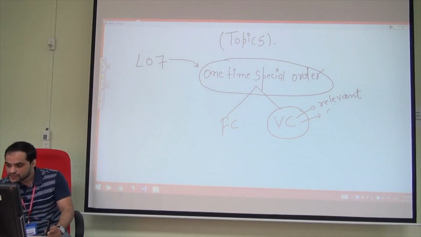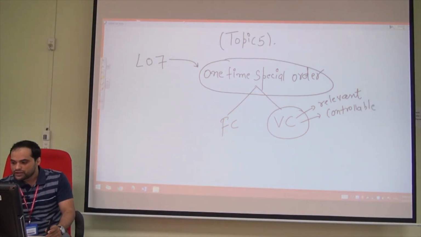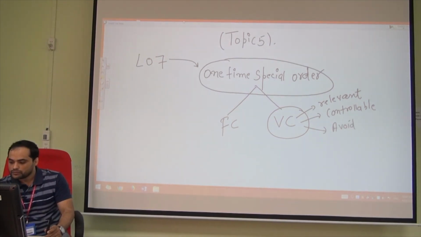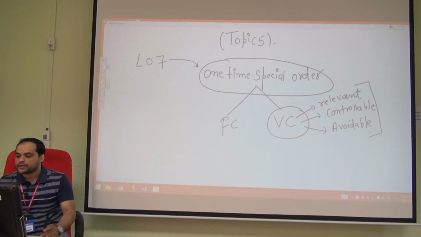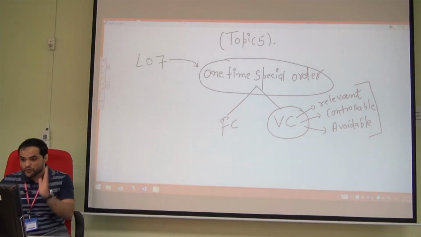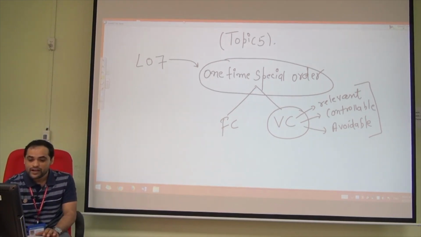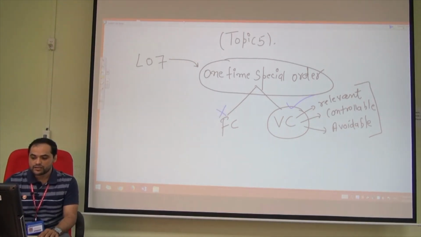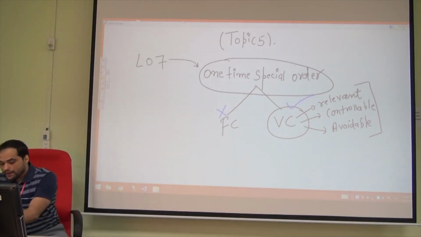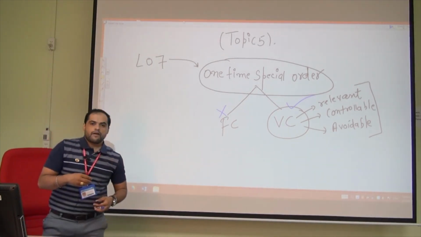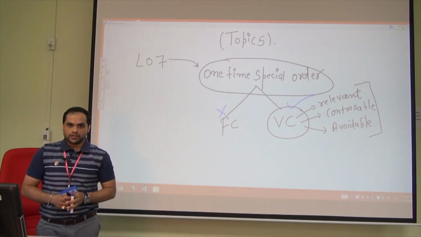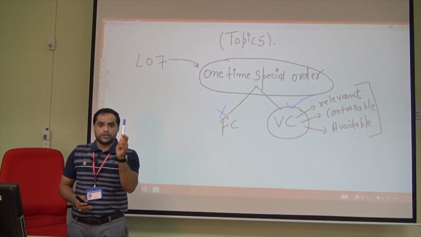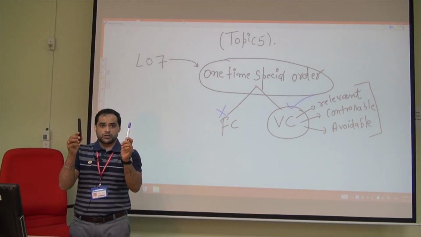Variable cost is that cost which is controllable. Or we can say that variable cost is that cost which is avoidable. So the idea is that variable cost is important for decision making. Fixed cost is not important for decision making. Why? Let's say factory rent. This is your regular product that you produce. This is your one-time special order.